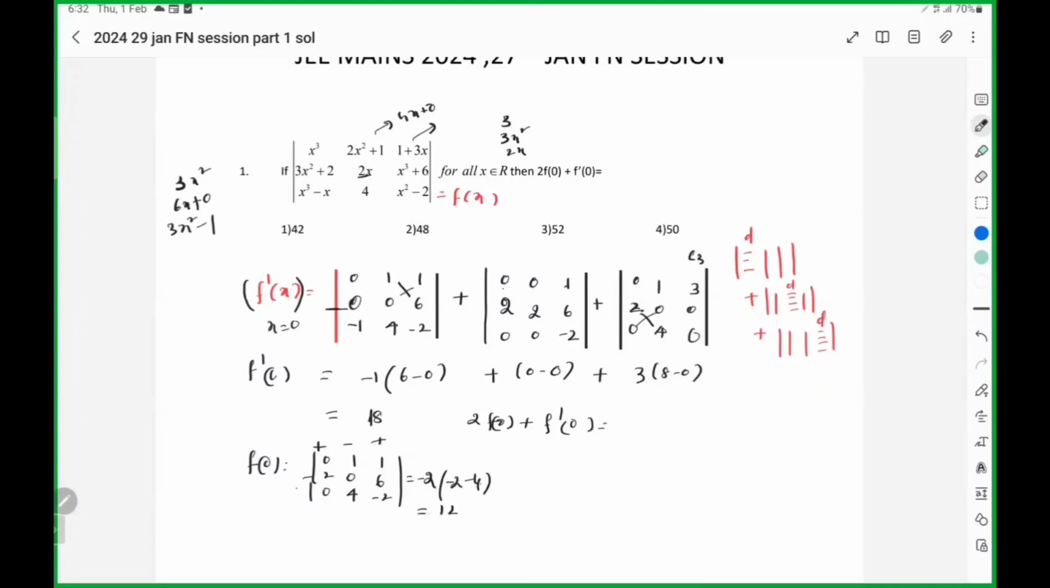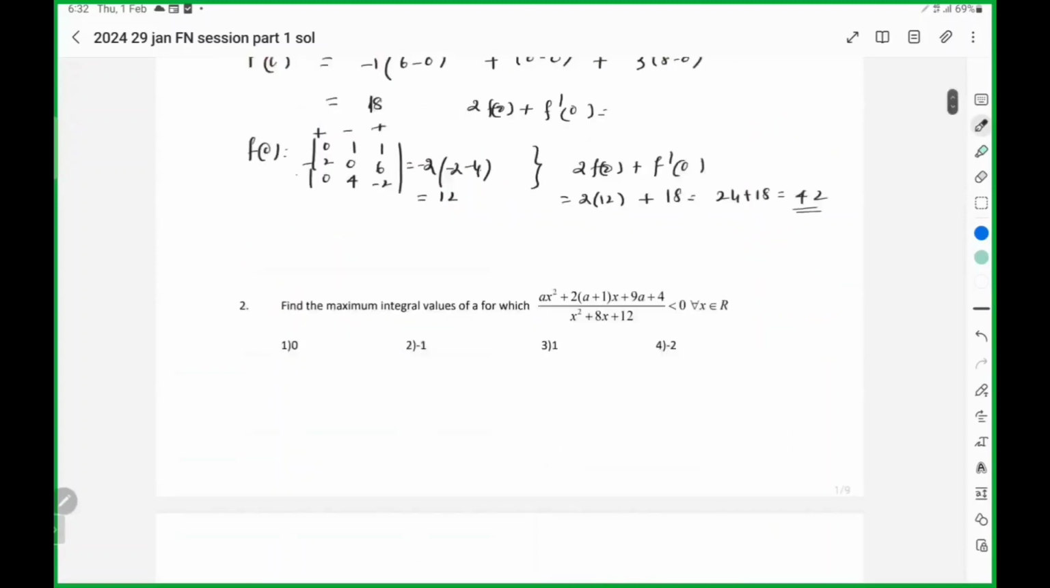So what you have to find out is 2f of 0 plus f dash 0: 2 into 12 plus f dash 0, 24 plus 18, which is 42.